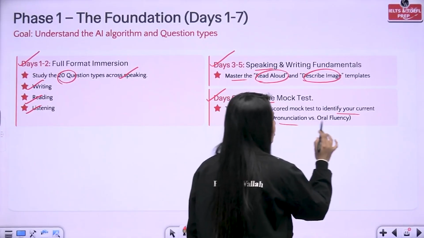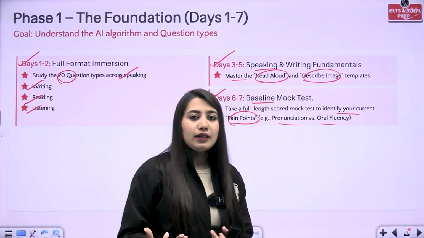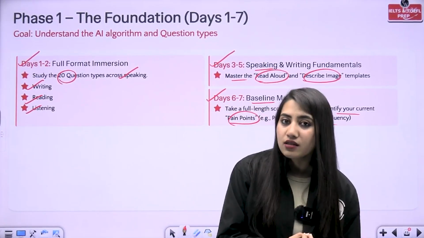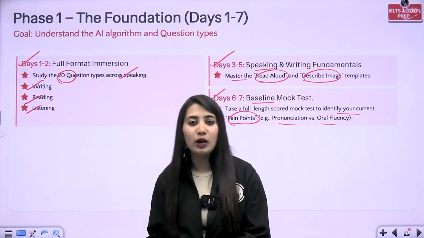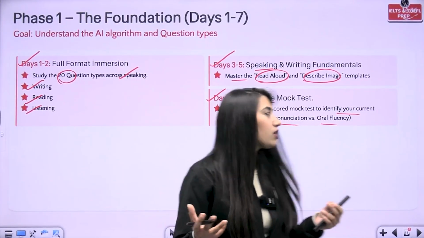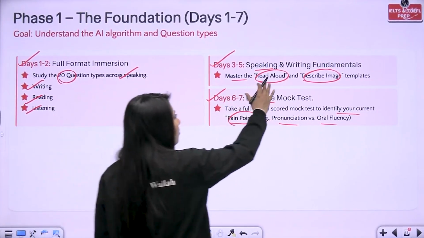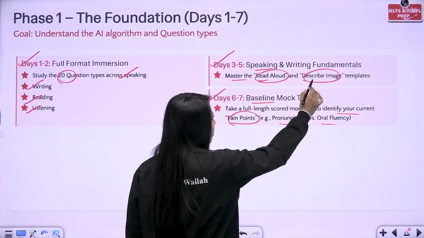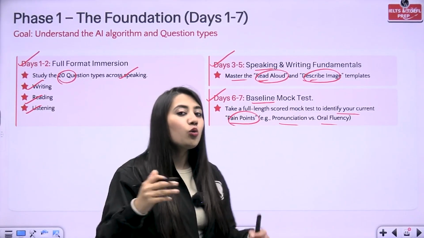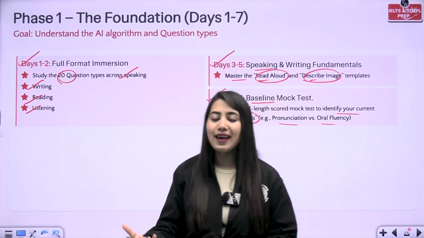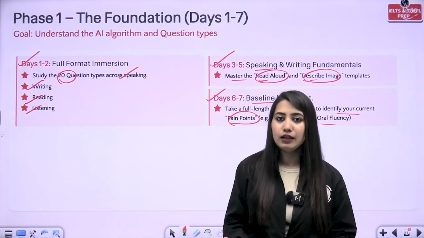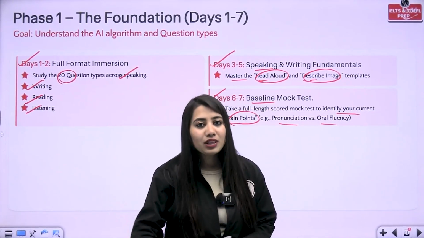Okay, the pronunciation versus the oral fluency. Are you lagging behind in the pronunciation, or the fluency is the major pointer which you should improve in yourself? So while you're practicing and preparing for your read aloud and describe image question types, you would have to focus on the fluency and the pronunciation ultimately. So it's going to definitely upgrade so many things of yours.